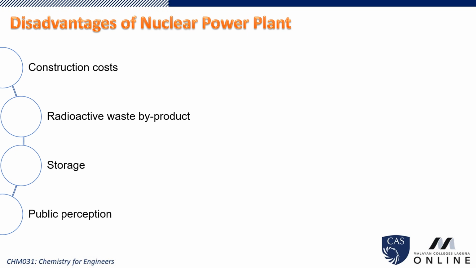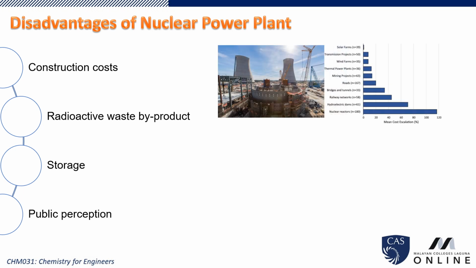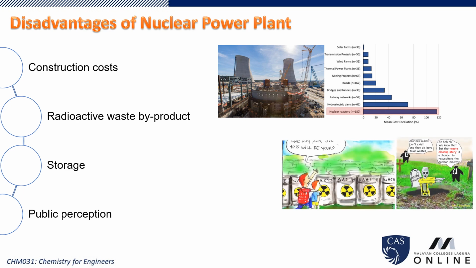On the other hand, we also have disadvantages in putting up a nuclear power plant. Number one is the construction cost. Nuclear power plants rank the highest in terms of the cost of construction. Number two is the radioactive waste byproduct that also affects the public perception. How is the radioactive waste being stored or disposed?